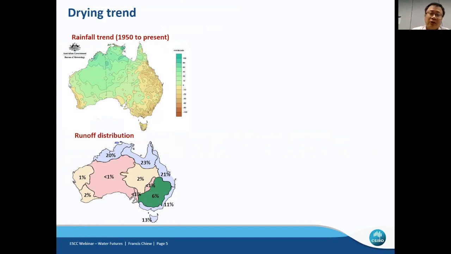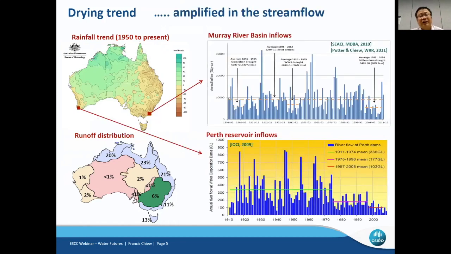And in terms of having a look at the hydroclimate characteristics in recent years, the biggest thing is the decline in the rainfall trend that you see over much of eastern Australia and southwest Australia. And this drying trend is amplified in the streamflow. So the plot on the top shows a time series of inflows into the Murray River system. We're all too familiar with the Millennium drought over the last 10, 15 years, 1997 to 2009. So very dry conditions, unprecedented dry streamflow during that period.